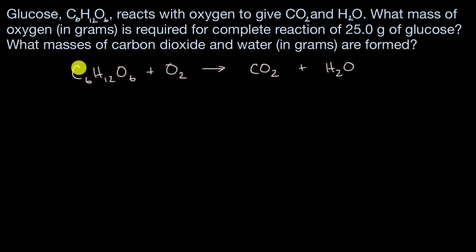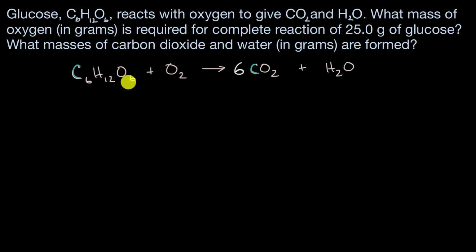So first let's focus on the carbons. We have 6 carbons on the left-hand side of this reaction. How many carbons do we have on the right-hand side? Well, right now we only have 1 carbon in this carbon dioxide molecule. So if we want the carbons to be conserved, we need to have 6 carbons on the right-hand side as well. So let me throw a 6 there. So now my carbons are balanced, 6 on the left, 6 on the right.